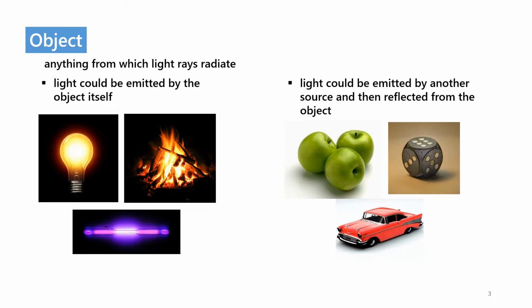These rays can be radiated by the object or light source, as you can see in the three pictures on the left: an incandescent light bulb, a bonfire, or a halogen lamp. Or they can just be reflected by the object from some other source. So it can be any everyday object that you can see.